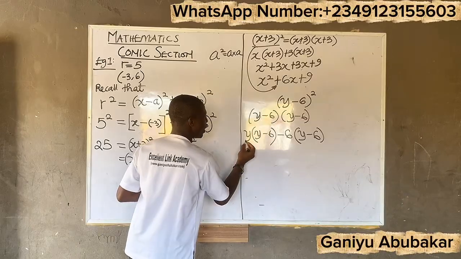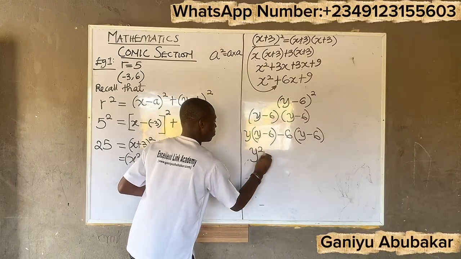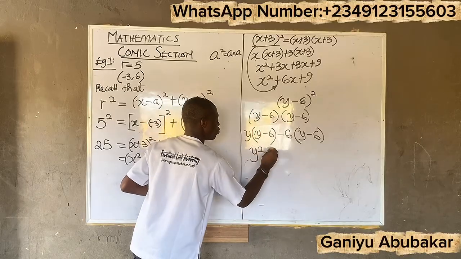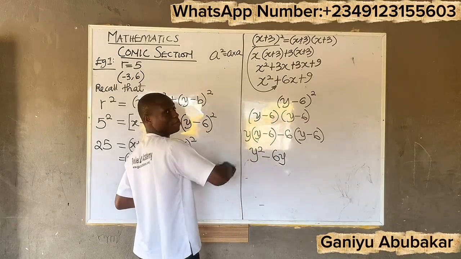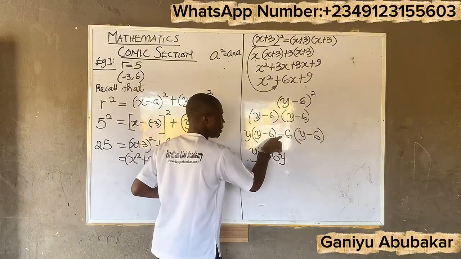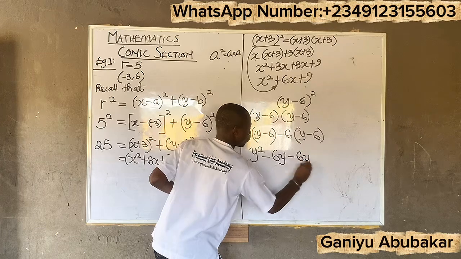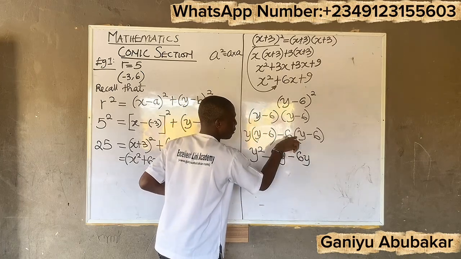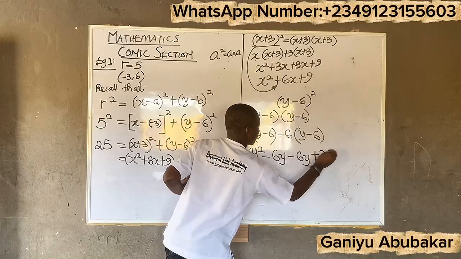Multiply through, y times y gives you y squared. This negative should come down, minus y times 6 gives you 6y, not y6. Number comes first before letter. So this negative sign, bring it down here. 6 times y gives you a 6y. Minus times minus gives you plus. 6 times 6 gives you a 36.